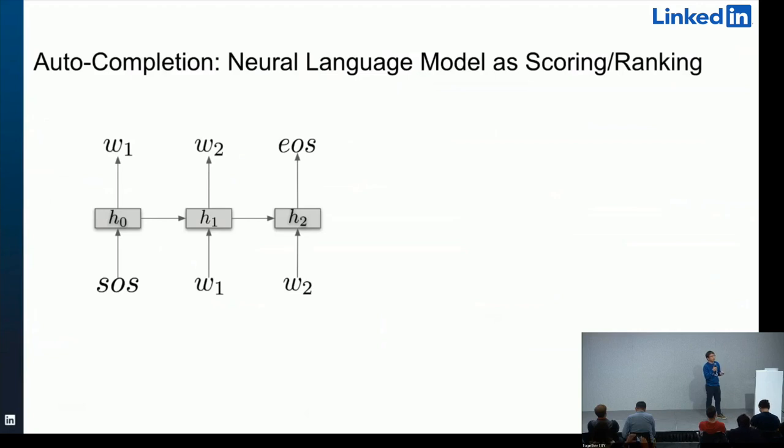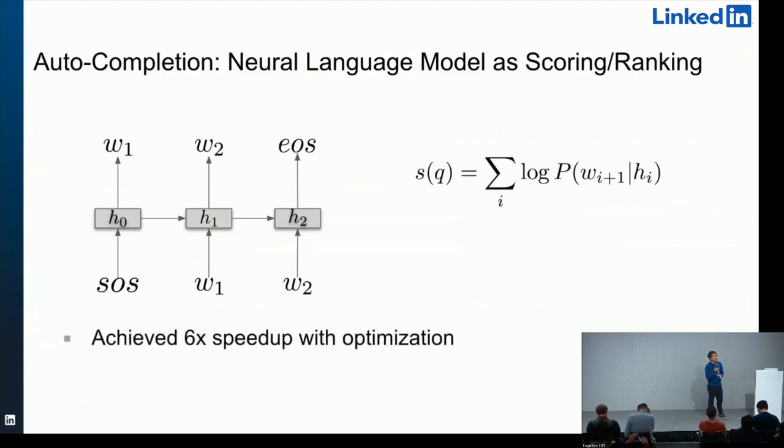For each hidden state, we try to predict the next word. So basically, it's a softmax over the vocabulary. Assume we have a 30K vocabulary, then you can think of the language model as a 30,000-way classification. And then the score of the query is simply the sum of the probability of each word. We have done some optimization in terms of the algorithm part, and we are able to achieve 6 times speed up in order to run it online.